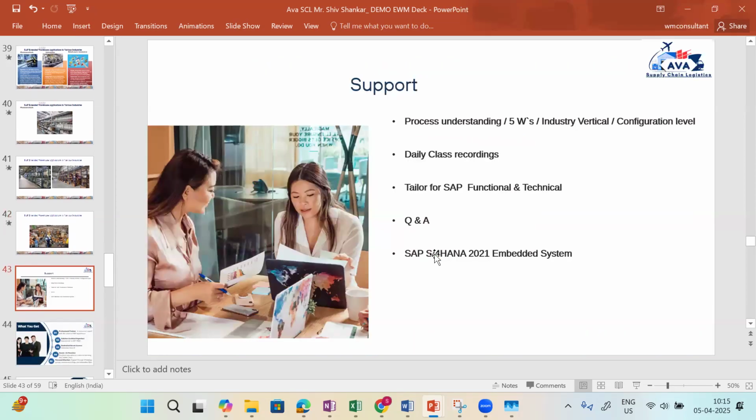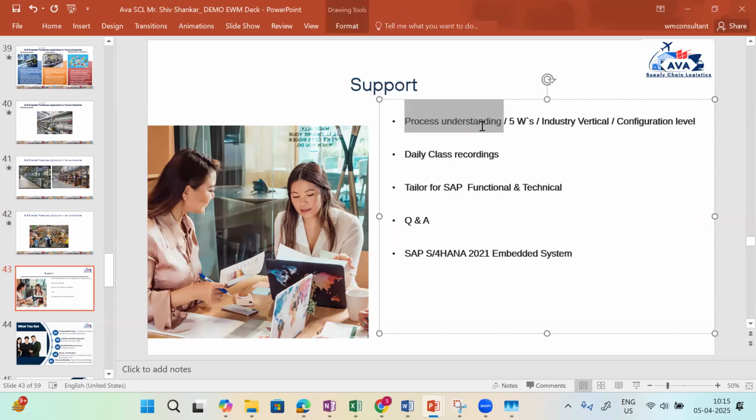Now, what we are going to support in the program is process understanding, the 5Ws, and industry verticals, and we are going to show the configuration behind it. First, we explain with a show and tell approach. First we show the explanation, then we show the configuration, then we talk about process understanding, 5Ws and industry verticals, and then we go to the transaction.